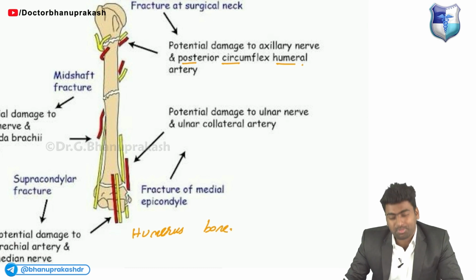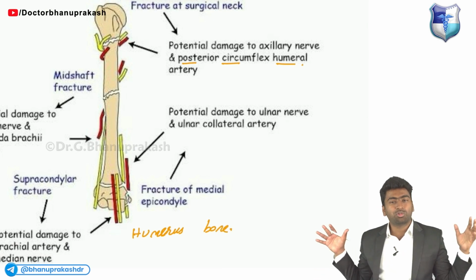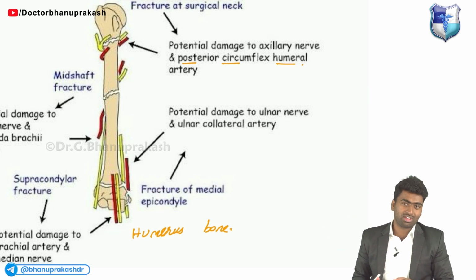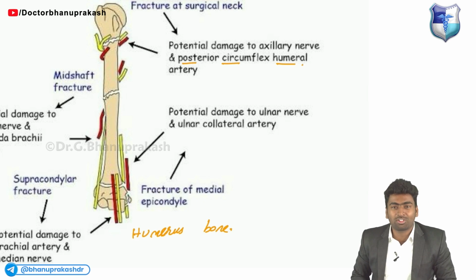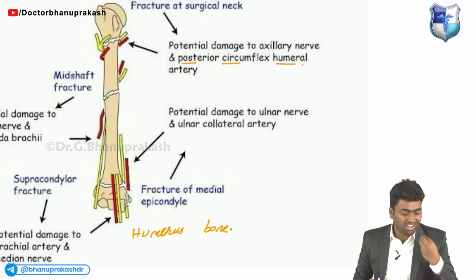Okay, and the humerus bone has multiple relations. It is like a best friend of ours because it gives passage to multiple nerves and multiple vessels, and most often they get injured. And once they get injured, they will ask questions in your examination. Once they get injured during a fracture, they will ask you, in this fracture, which of the following nerves or arteries will be involved?